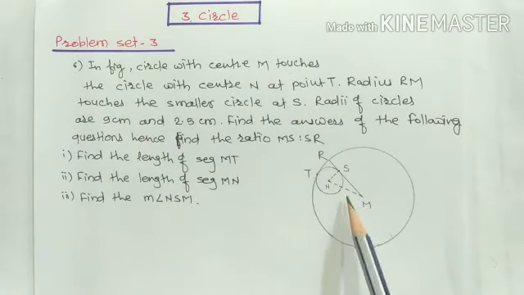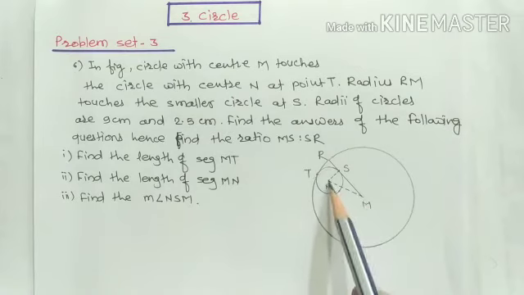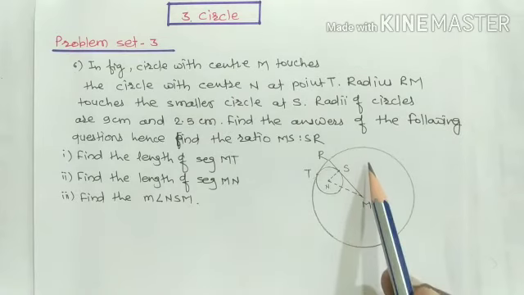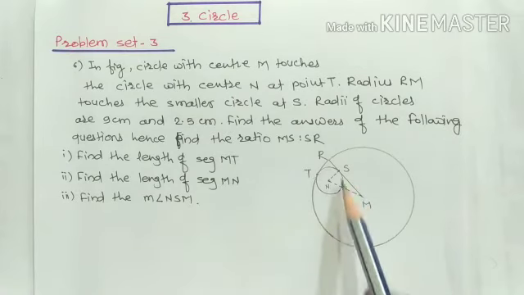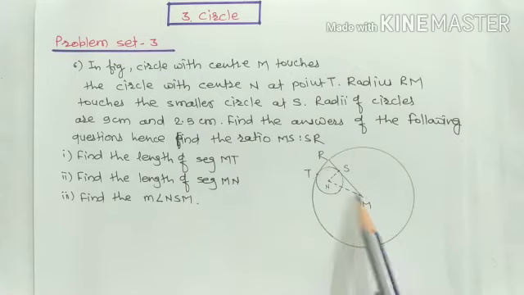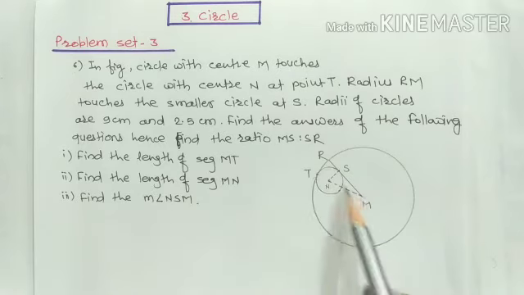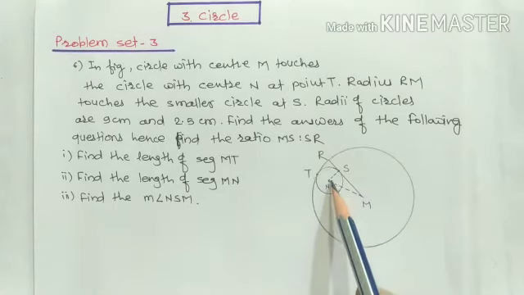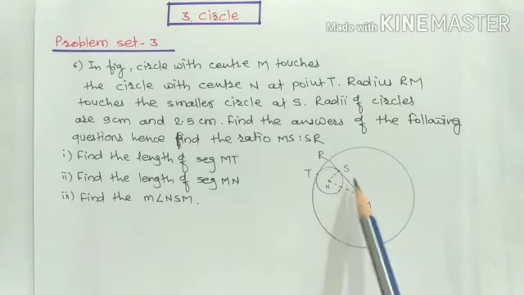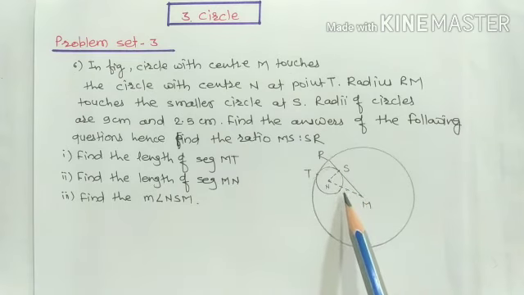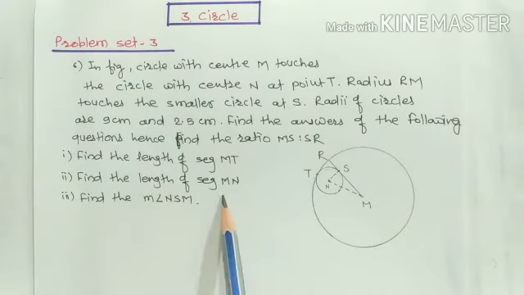Then we have to find the length of MN. Here M and N are the centers of the internal touching circles, and we know the distance between the centers of the internal touching circles is equal to the difference between their radii. By using this property we find the length of MN. Then here NS is given, which is the radius of the smaller circle, and by using this we find the length of MN. Here we only have to find the length of MN.